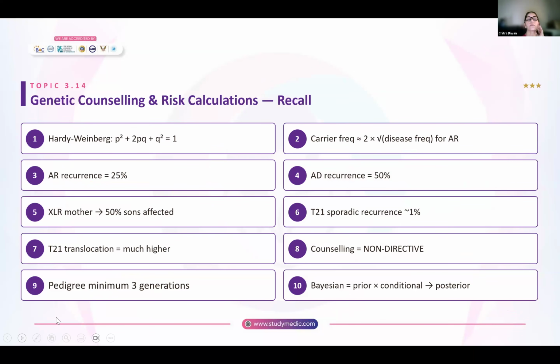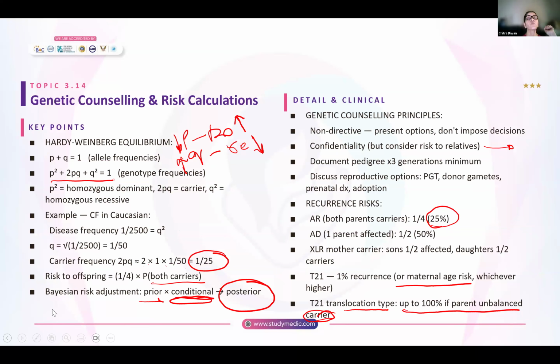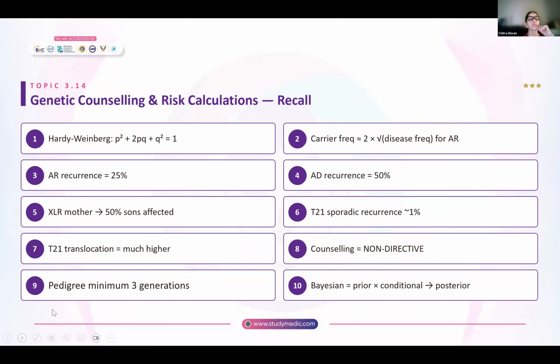So coming to the recalls, Hardy-Weinberg. To calculate the genotype frequencies, the equilibrium expression is p square plus 2pq plus q square equals 1. To calculate the carrier frequency, you will multiply the square root of the disease frequency by 2 for autosomal recessive.